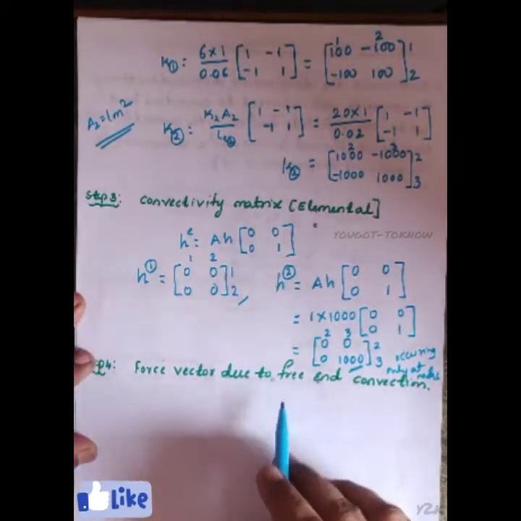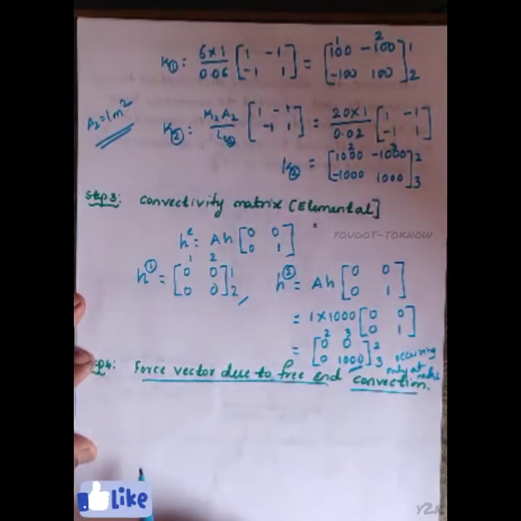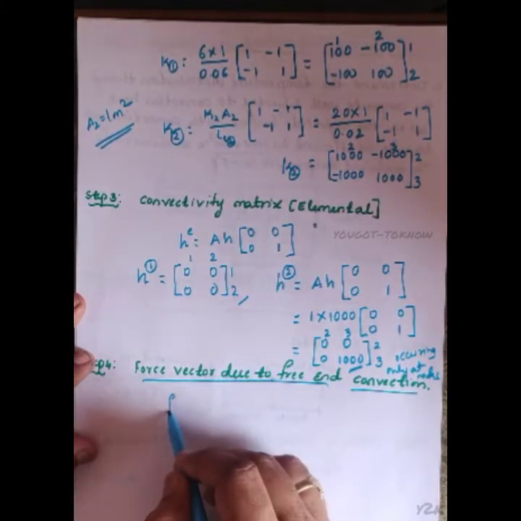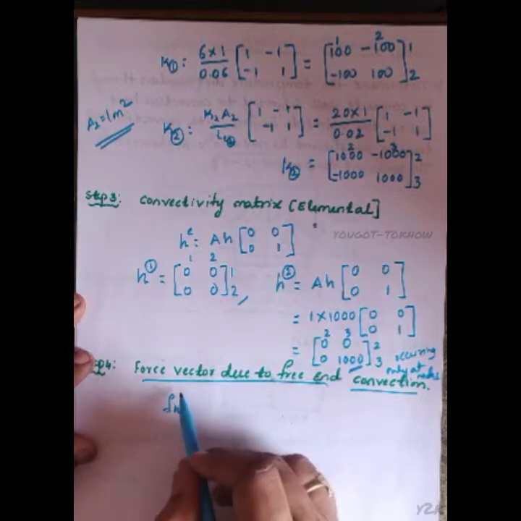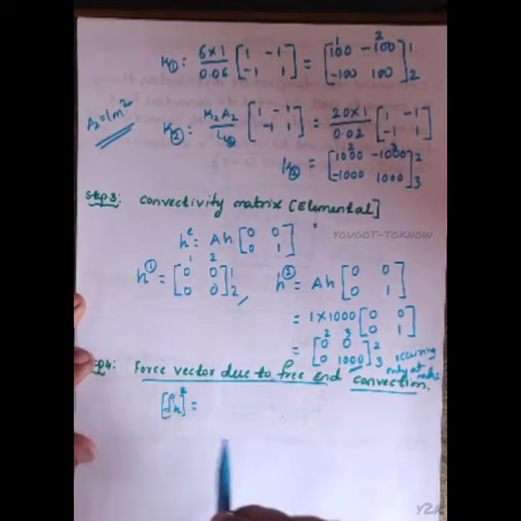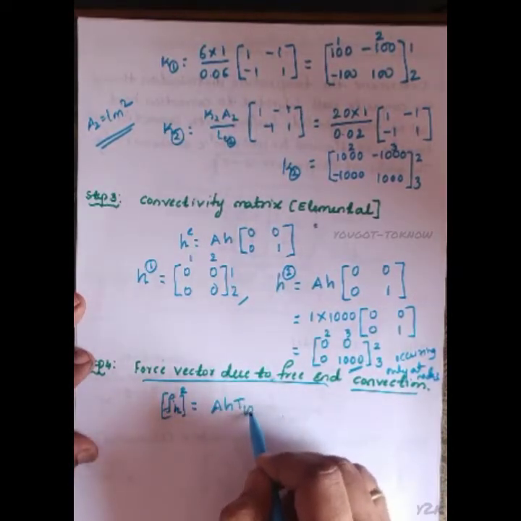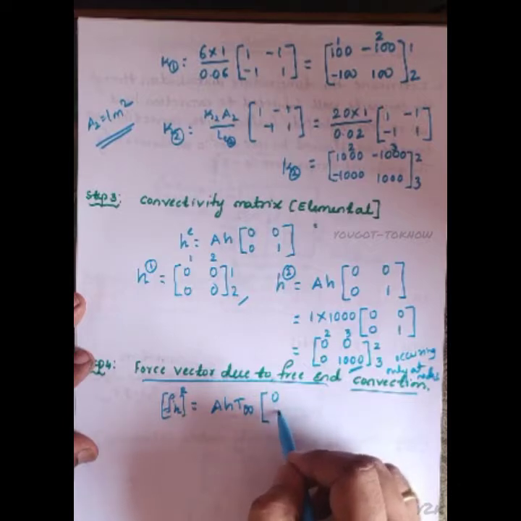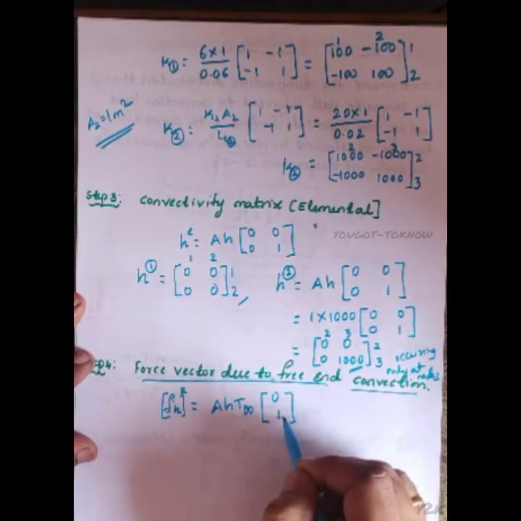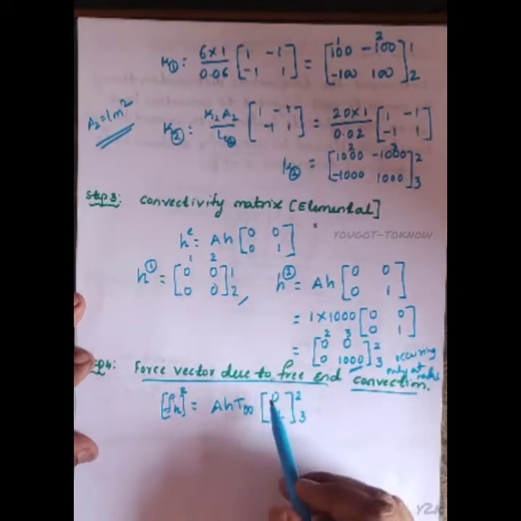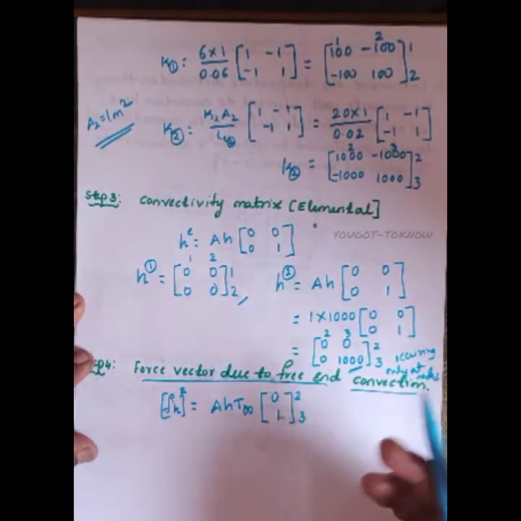Then after this, what is the next one? Free end convection, force vector due to free end convection. What is that free end convection? Here also FH. Where is it acting? FH is acting in element 2 because element 2 is exposed to your convective film coefficient. The derivation becomes A into H into T infinity. What is the answer? 0, 1. Why 0, 1? Because it is node 3. Because if you take 2 and 3, 3 is exposed to fluid. Similarly, if it is node 2, then 1, 0 it will come.